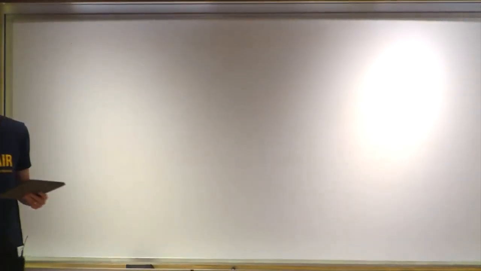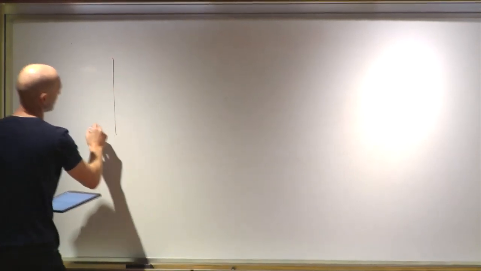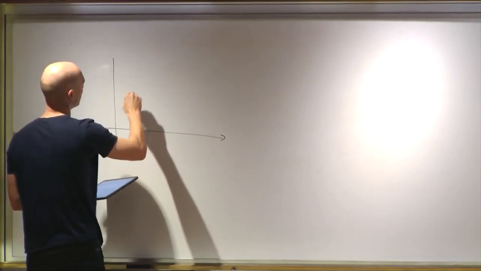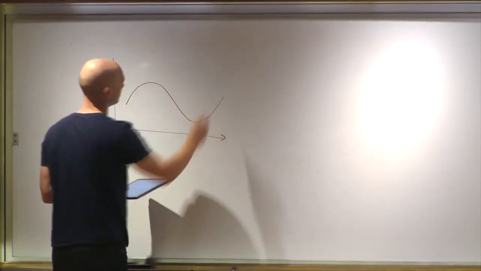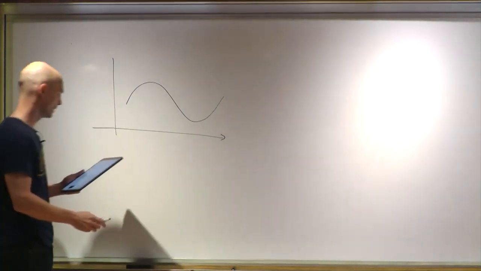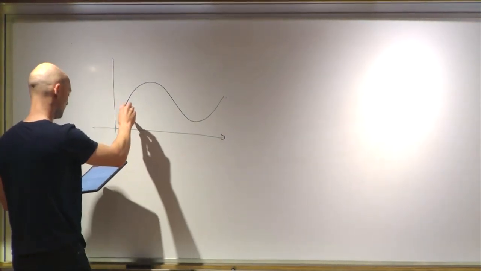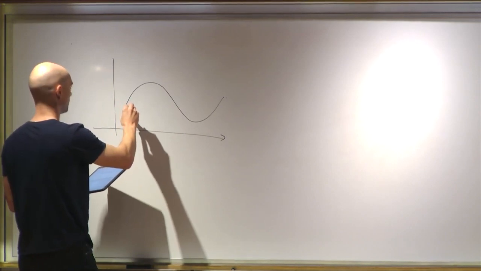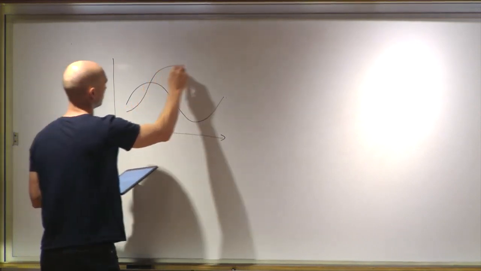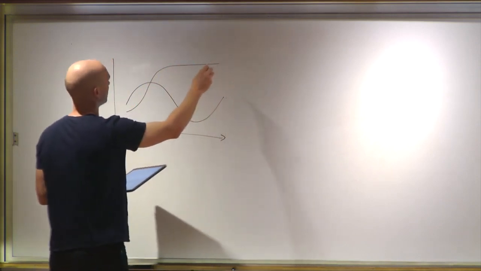Imagine we have two functions again, which are our current value function estimates, two possible value function estimates. First one looks like this. And then second one is going to look like this.